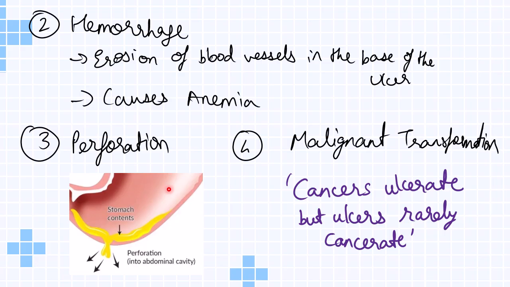Perforation is another serious complication. When the ulcer penetrates the full thickness of the wall, gastric contents spill into the peritoneal cavity, causing peritonitis. An important exam sentence is that cancers ulcerate, but ulcers rarely cancerate.